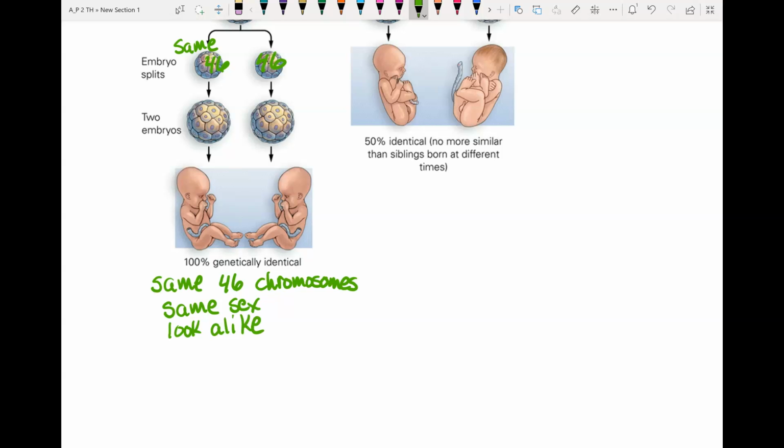Now, there can be small differences because environment matters, and they're not always necessarily the same size because one of them might be in a position in the womb where it gets more blood from the placenta than the other. And the one that's getting the better blood supply will be bigger than the one getting the less blood supply.